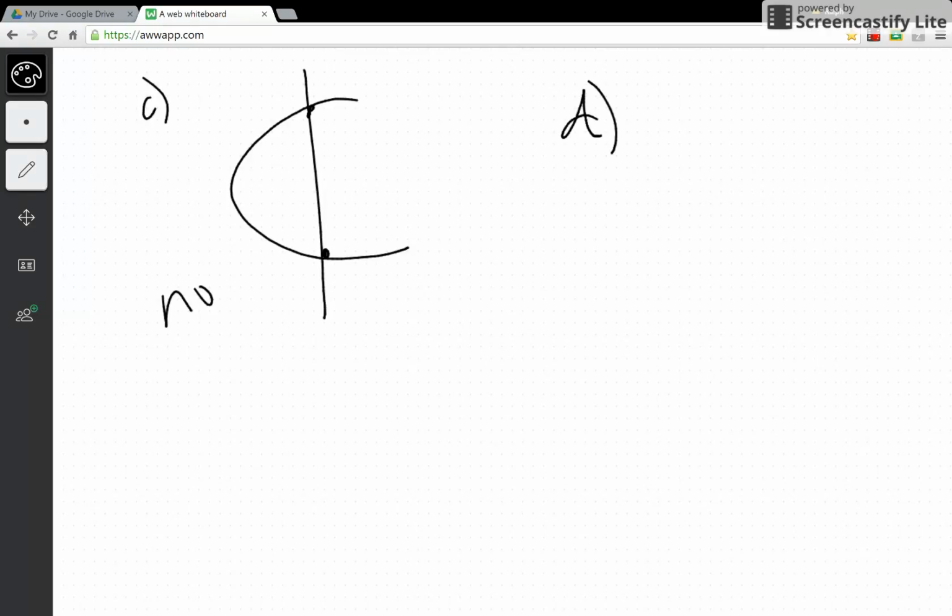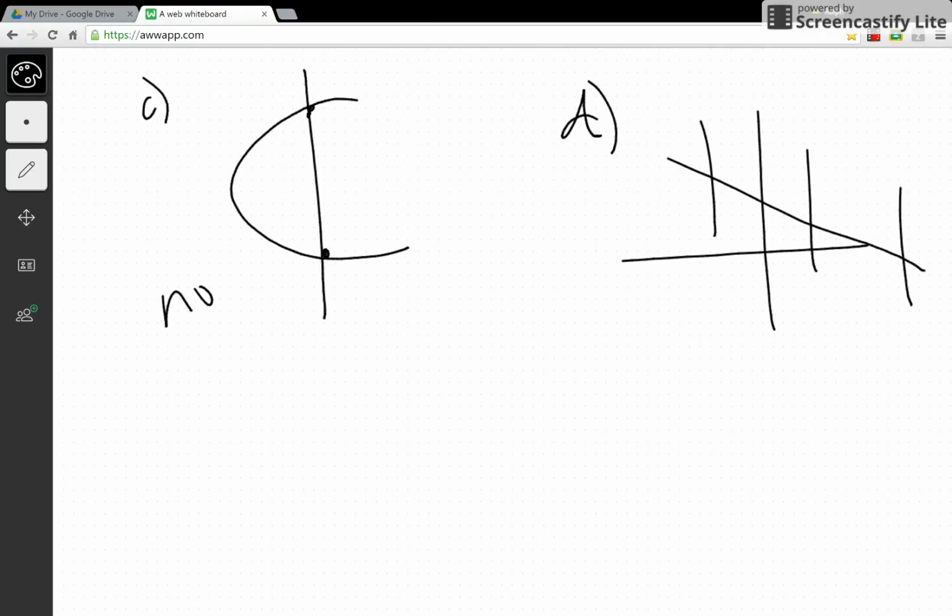C, that's a sideways quadratic, and that fails the vertical line test. All right, so that is not a function. That is no. And D has this linear equation. That is yes. That passes the vertical line test. So yes, that is a function.